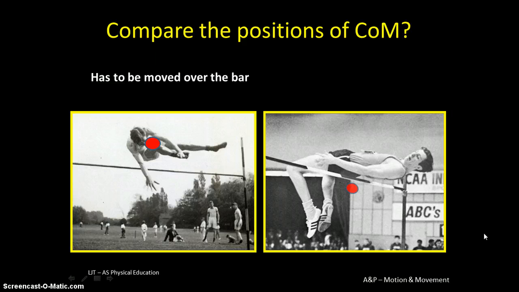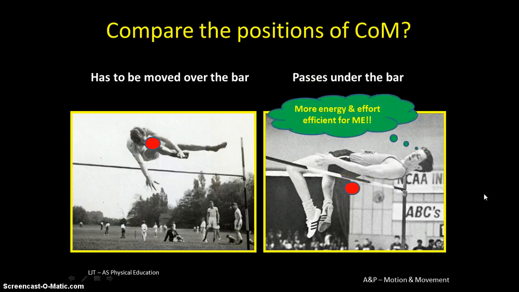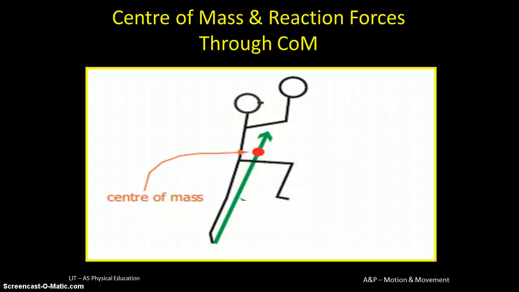So centre of mass for the Fosbury flop, based on this new technique and this different body position, is below the bar. And the implication for that is that because the centre of mass passes under the bar, it actually demands less energy and less effort for the athlete. So the technique makes it easier for the athlete to clear the bar and actually uses less effort and energy to do it.